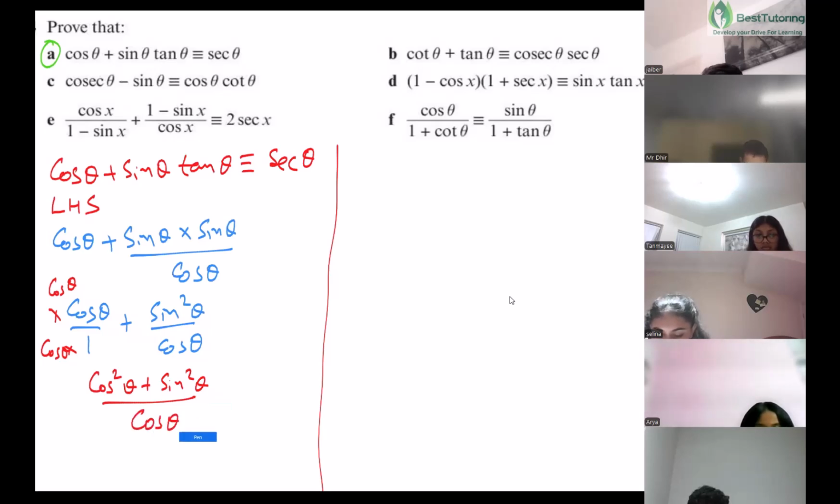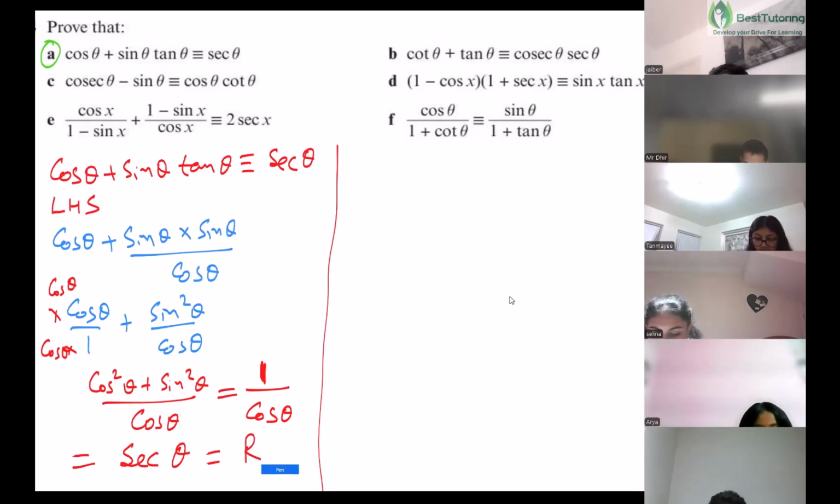Right? Then cos squared theta plus sine squared theta is 1, right? Yes? Are you happy with that one? So we got 1 over cos theta, we write down equals sec theta. Then we write down equals the right hand side. So this is the way we have done it.